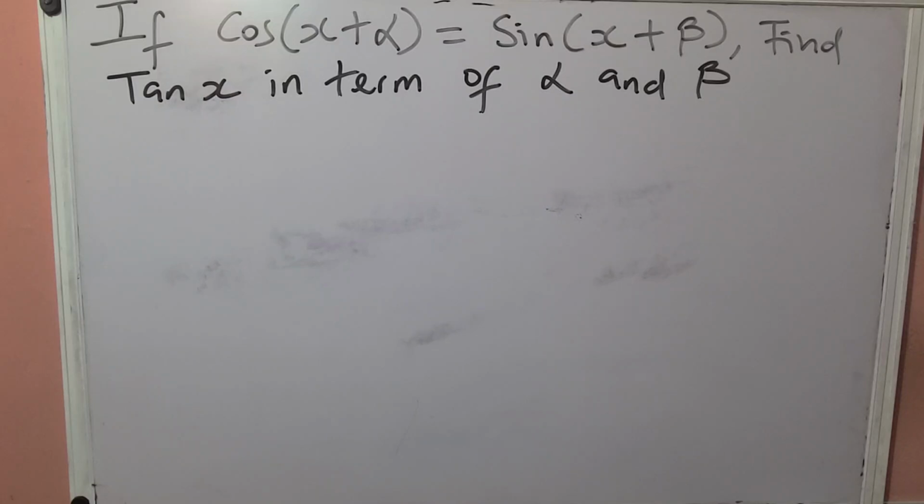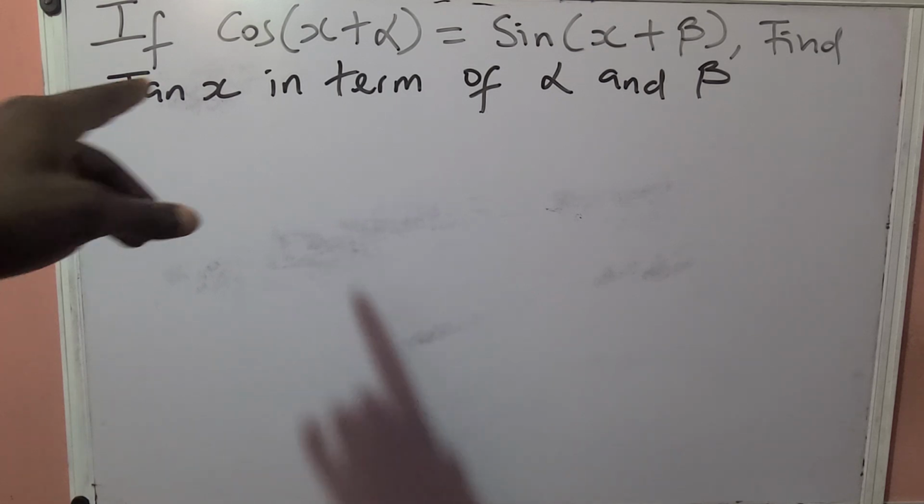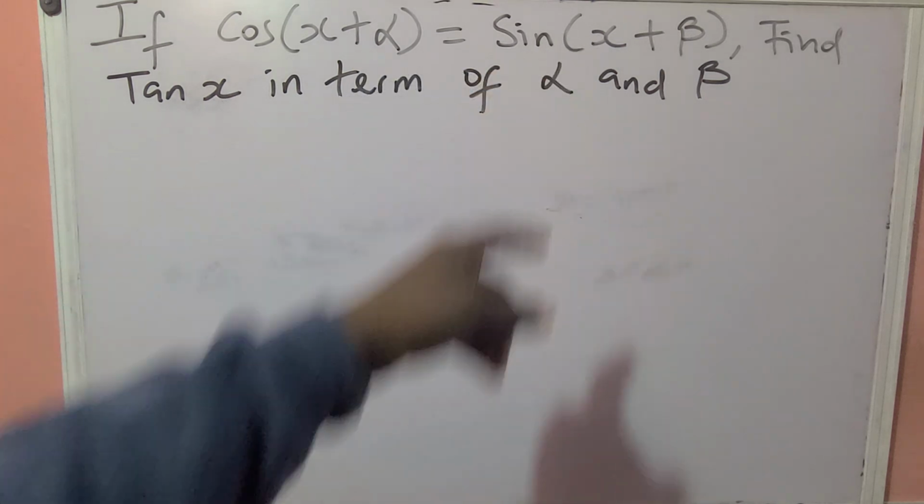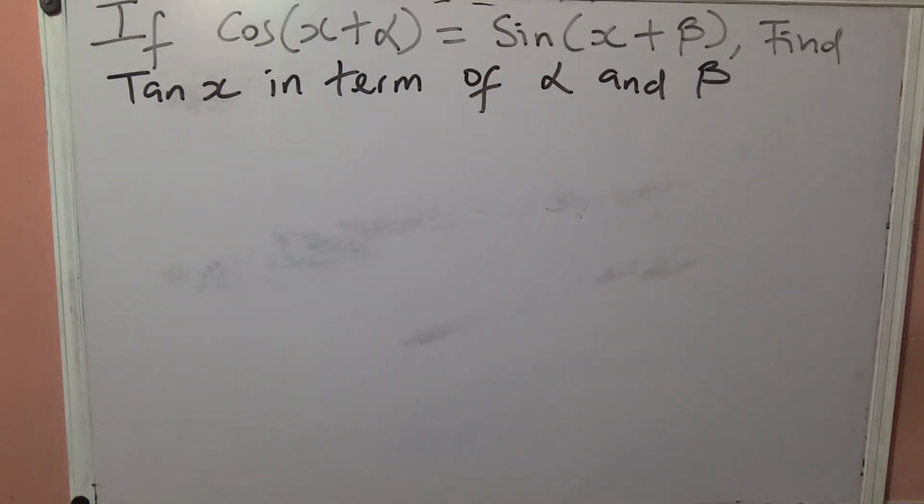All right, in this video, we are told to find the value of tan x in terms of alpha and beta. Now, we've been told that the cos of x plus alpha is equal to the sine of x plus beta. So, in order to solve this particular question, you need to make use of your identity.